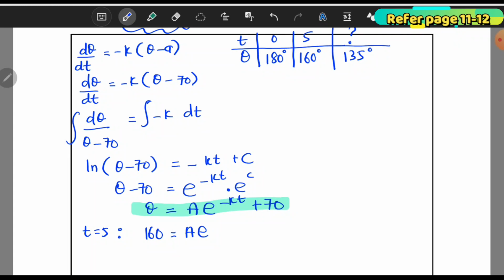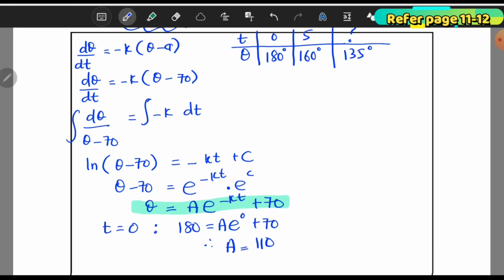Sorry, I skipped when t is 0, didn't I? Okay, so sorry, we go back. So we check when t equal to 0 first. When t equal to 0, the temperature is 180. So 180 is A exponent 0 plus 70. Exponent 0 is 1. Therefore, we will get A equal to 180 minus 70, which is 110.